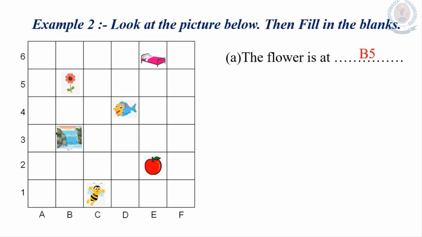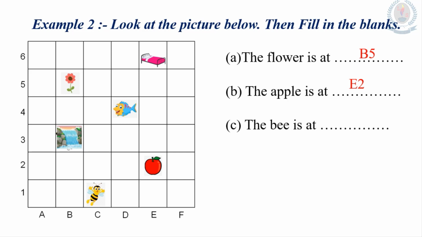Now, next question. The apple is at blank. Yes, E2. The apple is at E2. Okay, now next question. The bee is at blank. Yes, what is the position? C1. Very good. The bee is at C1.